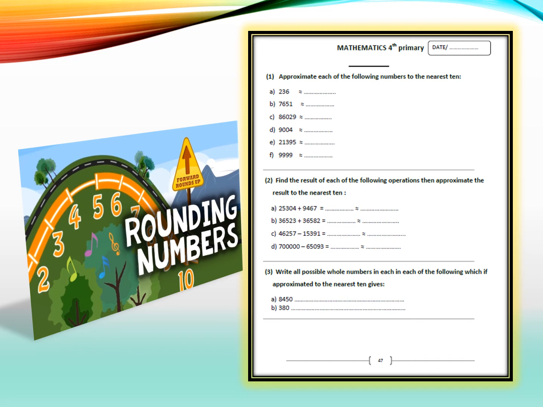So the number after approximation will be 240. Number B, we must circle the tens, which is 5, and look at the number on the right, which is 1. 1 is a weak number, so it will not give 5 anything. 5 stays the same, and 1 becomes 0. So the number after approximation will be 7,650. And so on. It's a very easy exercise.